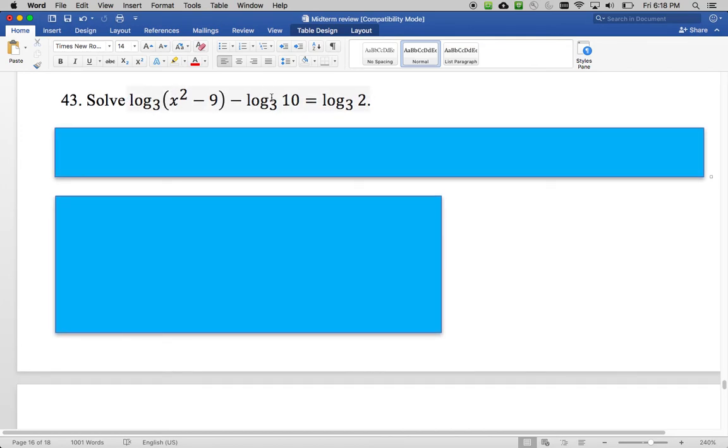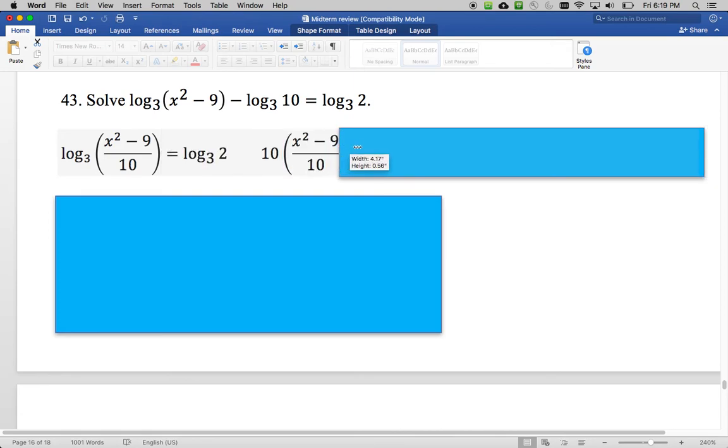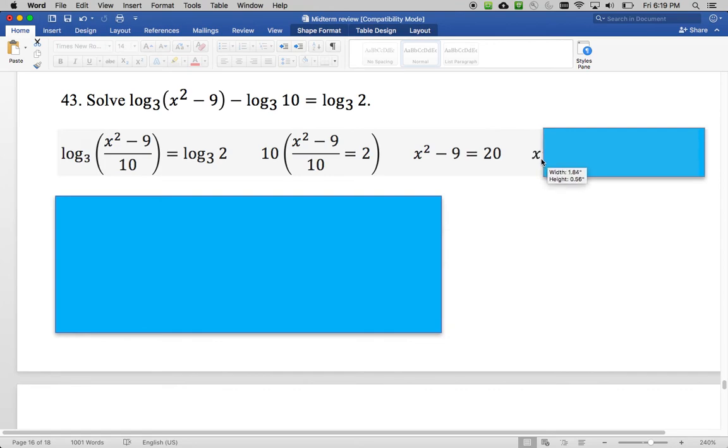Solve this log function. Again, you have to compress the left side before you can just get rid of all your log base 3's. So because you're subtracting, you're going to be dividing by 10. And now we can get rid of our log base 3. And we want to, so we end up with this. We want to get rid of our denominator. So we're multiplying both sides by 10. Gets rid of the denominator. It makes the 2 become 20.